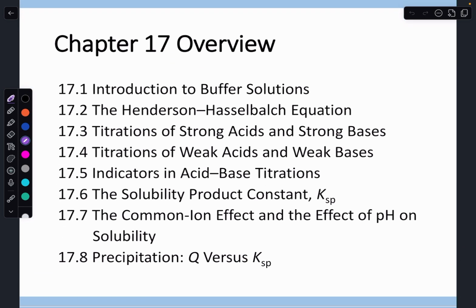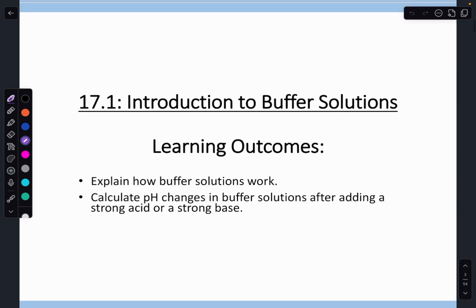So unit 1 or section 1, we're just looking at what a buffer solution is. We'll learn about equations to calculate the pH of buffer solutions. And then we'll learn about some titrations. You may have started titrations in lab. If not, I'm sure you will do them soon. And then we'll learn about a couple of other things towards the end of the chapter. But as usual, let's just worry about 17.1 for now. So we'll understand buffer solutions, explain how they work, and then calculate pH changes in buffer solutions after adding a strong acid or strong base.